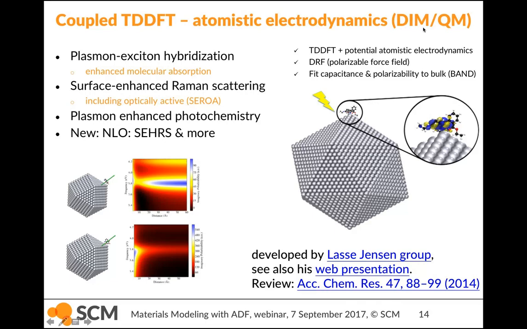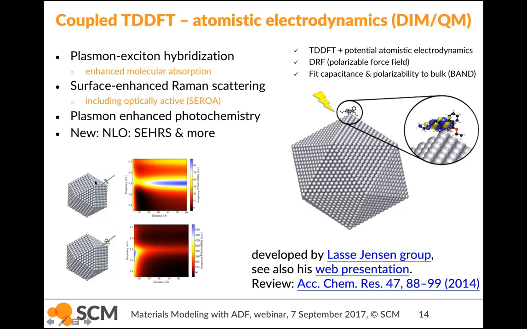And that's called the discrete interaction model, where each one of these atoms essentially has its own capacitance and polarizability. And you solve the electrodynamical equations for the two systems coupled together. So essentially, you embed the excited states of the molecules in the electrodynamical response of the nanoparticles. So that gives rise to really interesting properties. So you can look at things like plasmon-exciton hybridization.